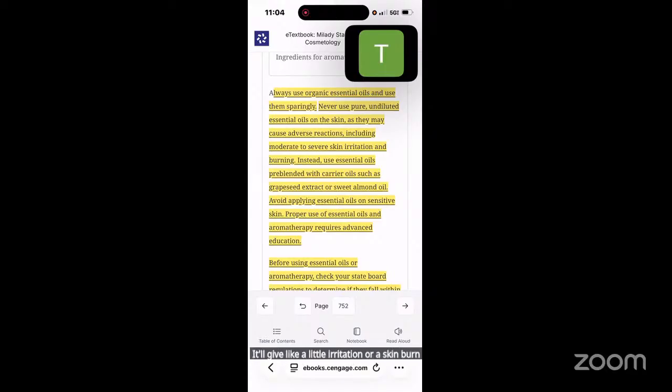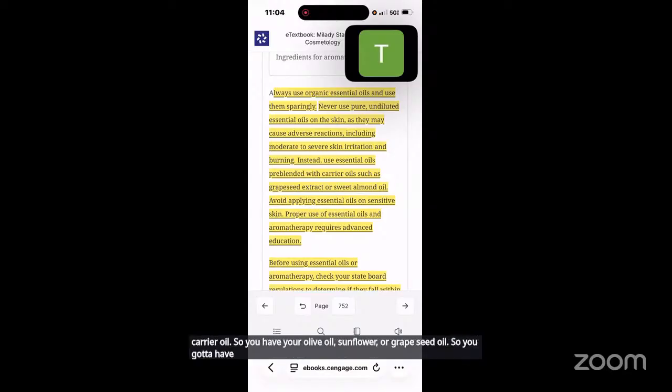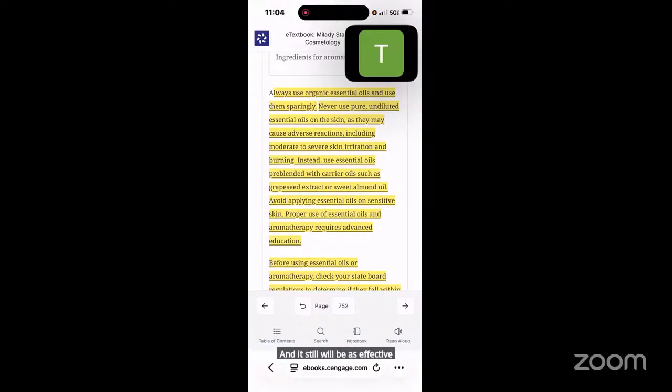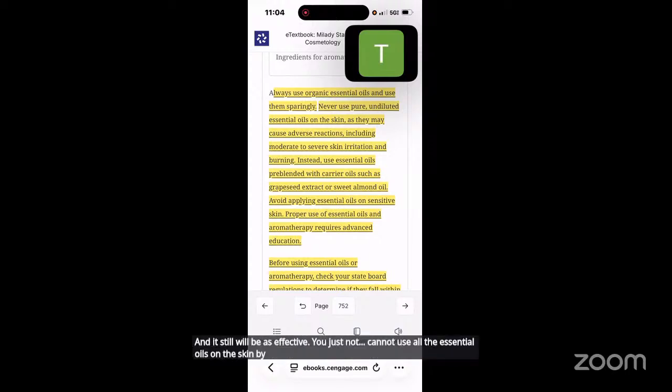You must dilute this with a carrier oil. So you have your olive oil, sunflower oil, grapeseed oil. You've got to have an oil. Then you can add your essential oil drops to it, and it still will be as effective. You just cannot use the essential oils on the skin by itself.